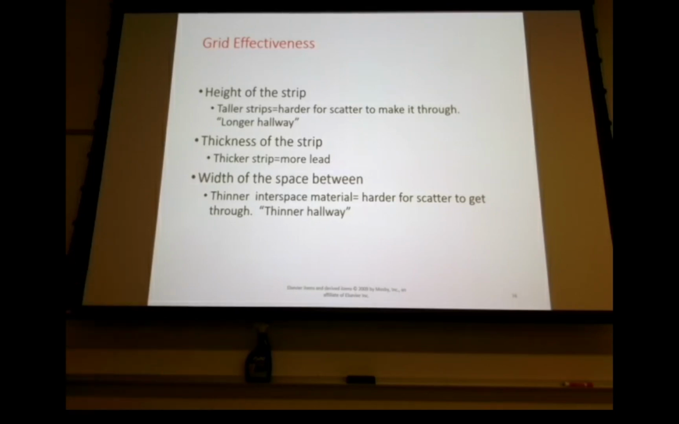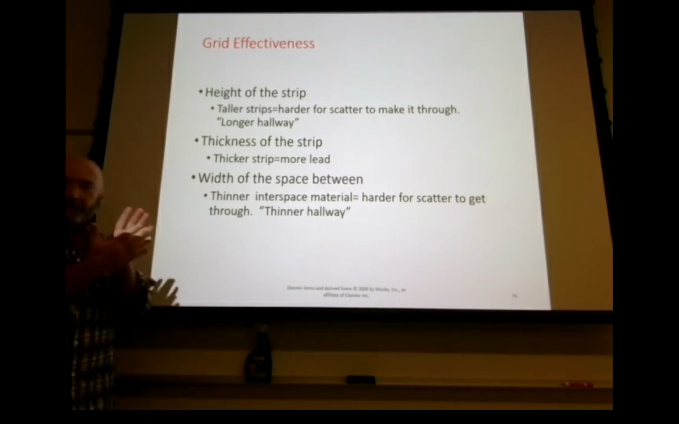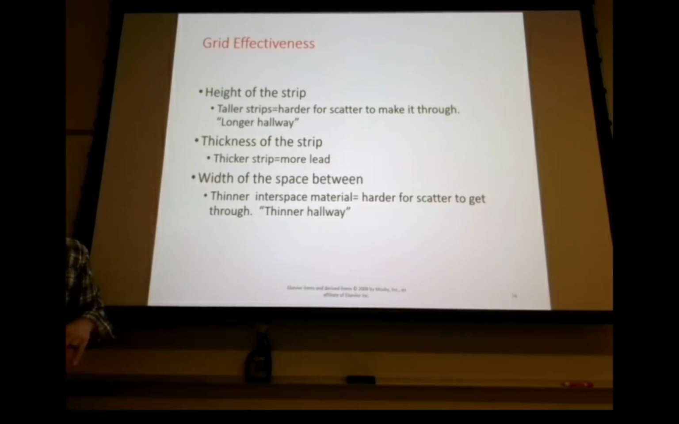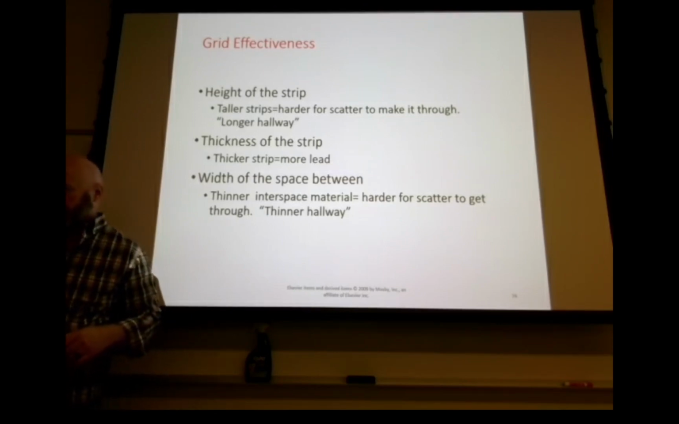So the higher the grid ratio, meaning the taller those strips are and the more narrow that distance in between them is, the more scatter cleanup you're gonna have, the more effective the grid is. The more effective the grid is, the more potential contrast that you can add to the image. That's what we refer to as contrast improvement factor. So the most effective grids have a high ratio, meaning that they have a high, tall grid strip and a narrow distance in between them. The difficulty there is a couple of things.